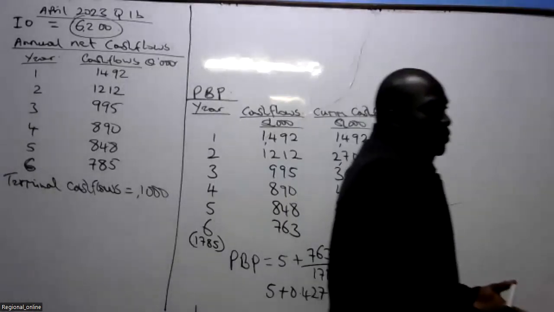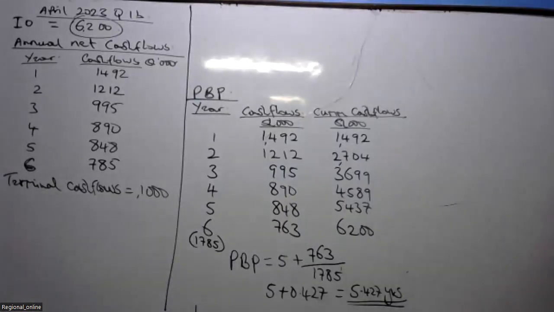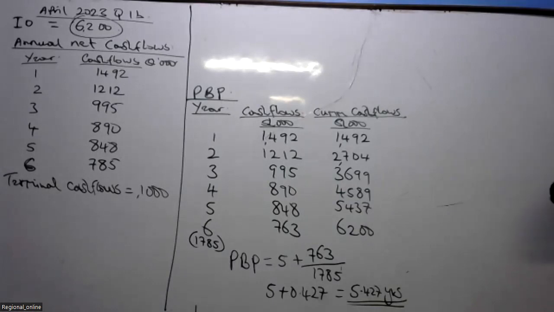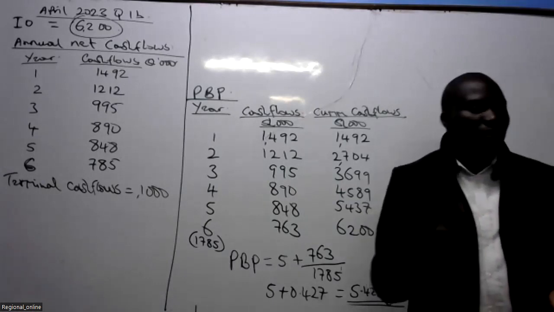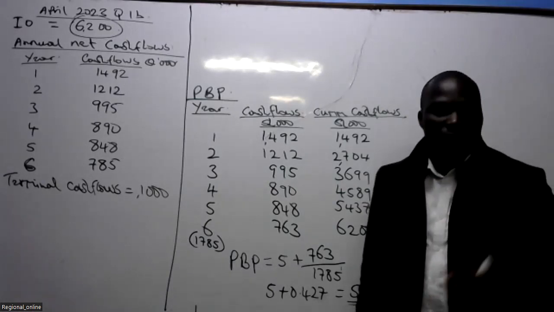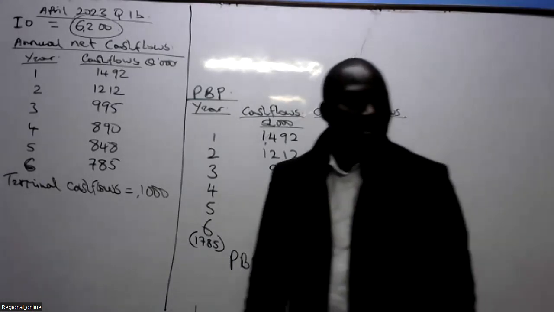Scrap value. I'm scrapping off the project now. It has served me for 6 years. I no longer need it. How much can I sell it for after the 6 years? I'm terminating the project. You can call it the salvage value, the scrap value, the terminal value. So all the terms relating to the end of the life of the project.